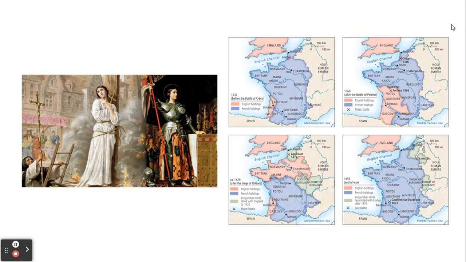A couple visuals. There's Joan of Arc depicted there on the left. You'll work with her more on your assignment. And then on the right, you can see the evolution of the maps in terms of French or English holdings as the war progressed. So top left, left to right, and then down at the bottom, 1453, bottom right, the end results of who controlled what between the French and the English.